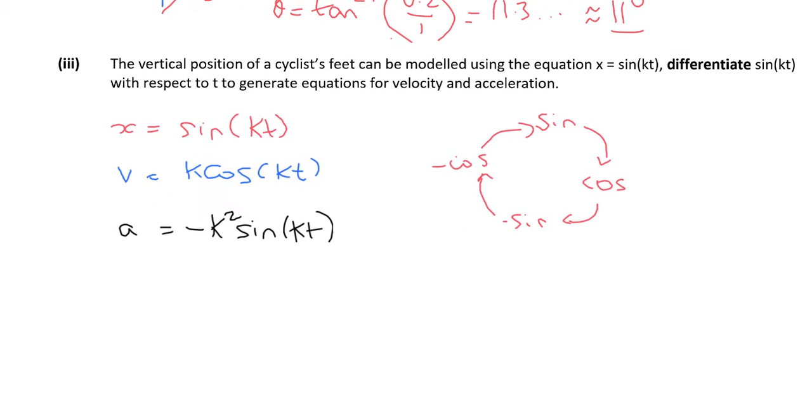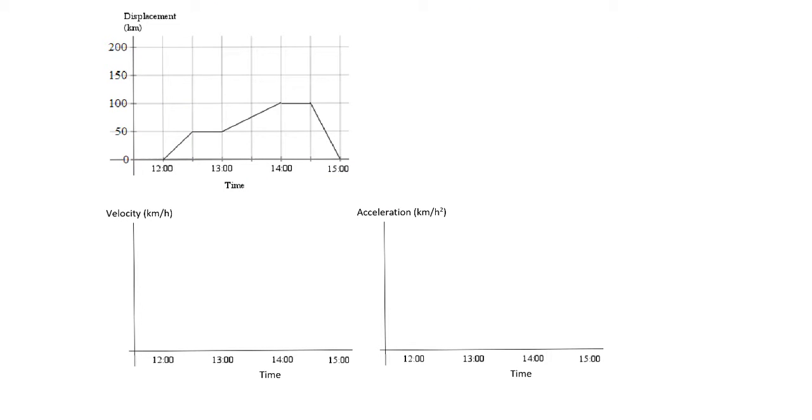Okay, so what we need to do here is take this displacement versus time graph and we need to turn it into a velocity and an acceleration graph. So we can see in this first section here, the displacement isn't changing until 12 o'clock. So let's mark that on there. So the velocity graph is just going to be 0 up until that point there.